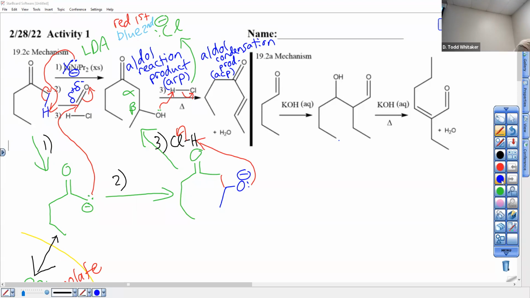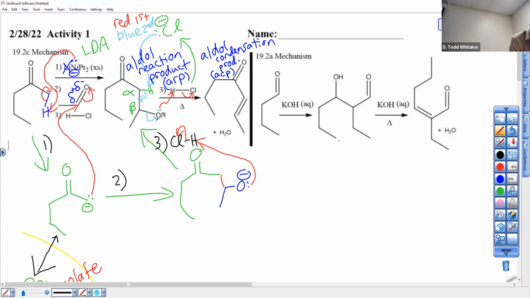I've got to put an H in here. There's the alpha H. Here's our blue arrow. It comes right down, grabs the H, sigma becomes pi, leaving group leaves, it's water. End of story.